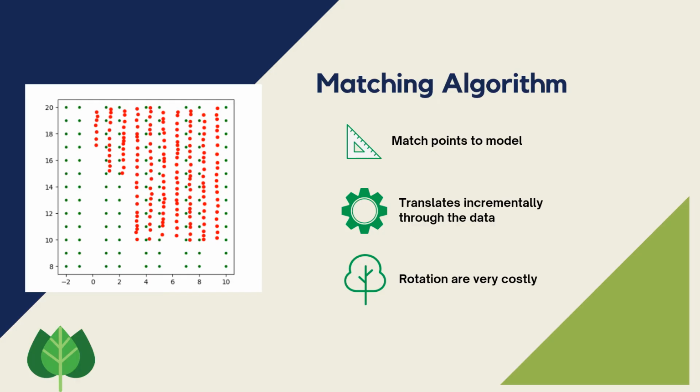The matching algorithm was the next element of this paper. Effectively, the model sets and the point sets needed to be matched to one another to find the best Hausdorff distance value. Thus, the data was translated incrementally through the model, and at each translation a rotation needed to occur to find the lowest Hausdorff distance. This was extremely expensive and not efficient. However, in future iterations, rotations could be omitted by using the Hough transform.